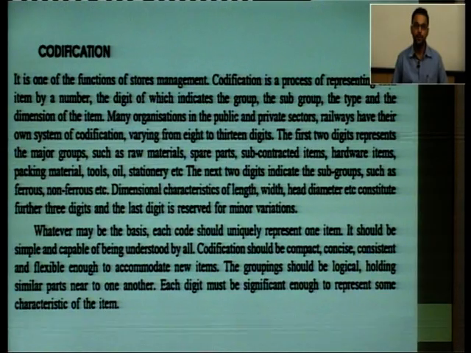The groupings should be logical, holding similar parts near to one another. Each digit must be significant enough to represent some characteristic of the item. Whenever we buy anything, there is a code on that part, and that code is always read by some digital working systems. The laser things are there which read that code, and we get whatever the content of that code is.